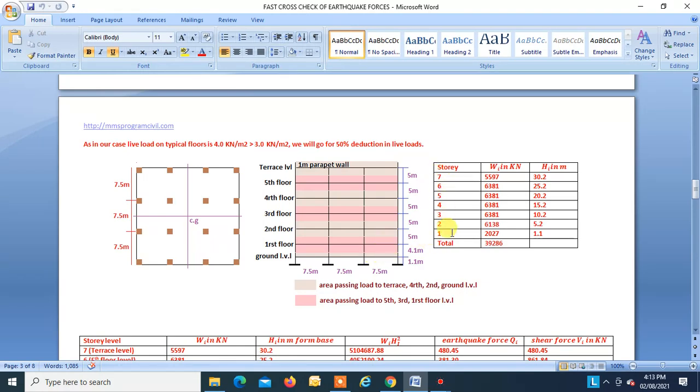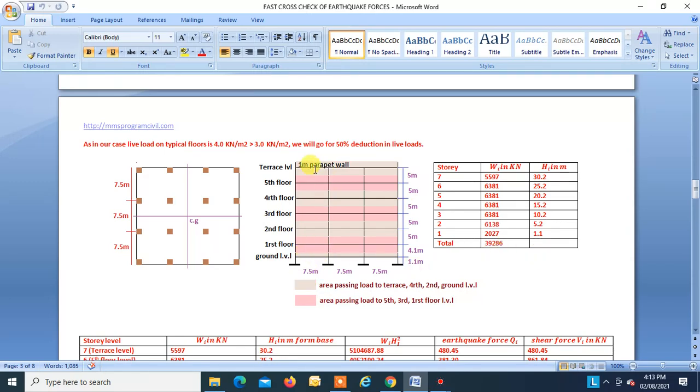So that is how I have mentioned over here. These are the seismic weights of the floors. This is the seismic weight of the terrace level, this is the seismic weight of the fifth floor, this is the seismic weight of the fourth floor, and so on, and this is for the ground floor. These are the heights from the base. So the ground level is at 1.1 meters from the base. First floor is at 4.1 plus 1.1, that is 5.2 meters from the base. And terrace is at 30.2, right? So this is how this detail has been tabulated, right?